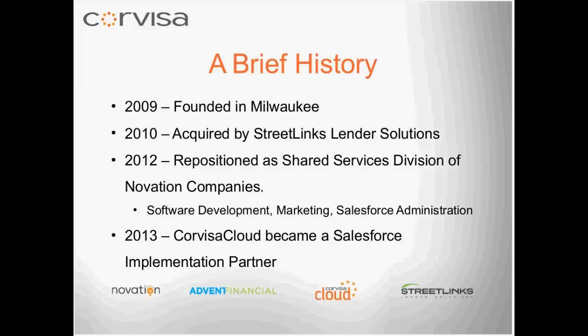About a year and a half, almost 2 years later, we were repositioned as a shared services arm of our parent company and StreetLinks' parent company, named Novation Companies. So what we do under the Novation umbrella is all of the software development, all of the IT, marketing, Salesforce administration, HR. All of these shared services we offer to the other Novation companies just so that they can keep costs down. So it's a really great position for us to be in because we get to play with code and help out a whole bunch of different companies in different industries through Salesforce and through other avenues that we can offer.